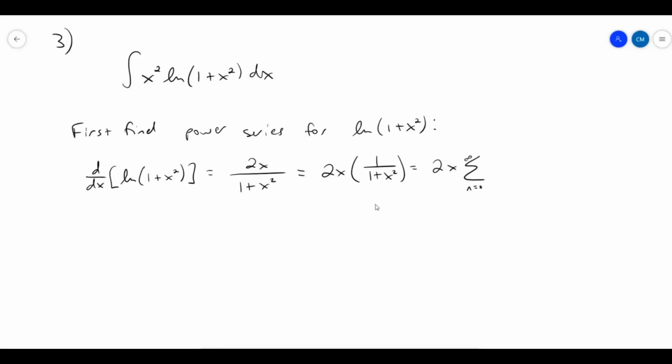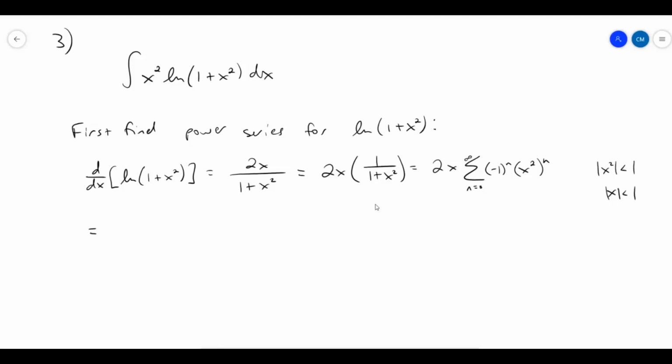Since it's got that plus in between, we do have to put the -1 to the n on there, and then we'll have x squared to the n on that. And then this would converge for x squared less than 1, or just x less than 1. Okay, so the radius of convergence there is only 1. And then we can clean that up a little bit.